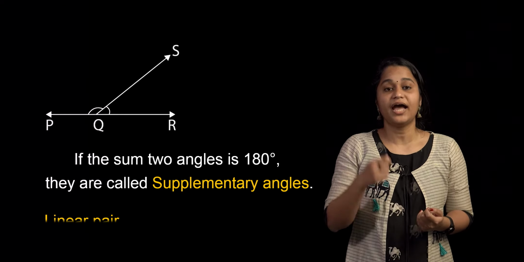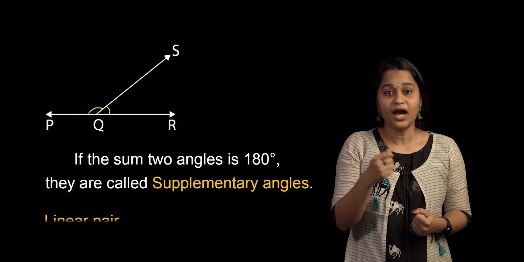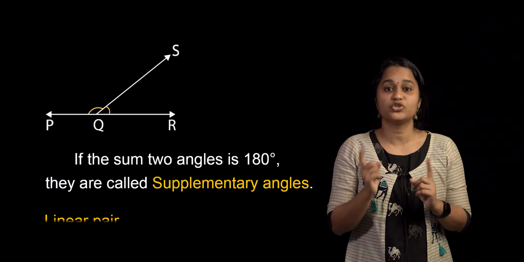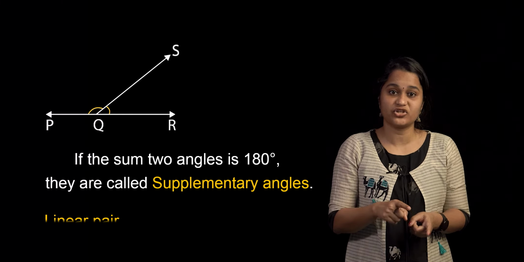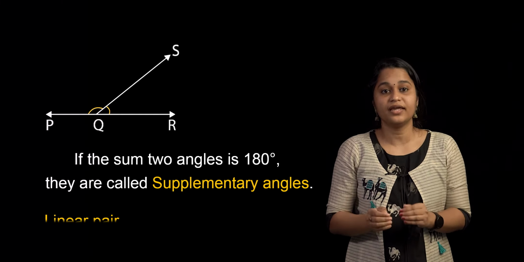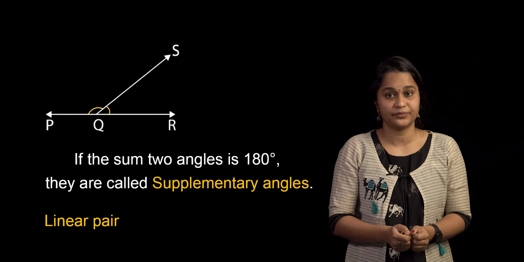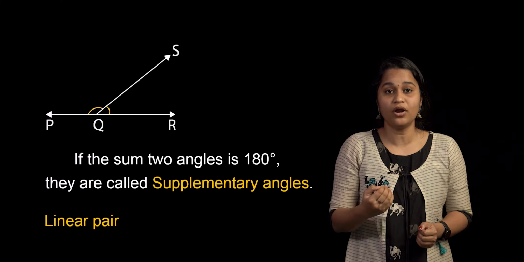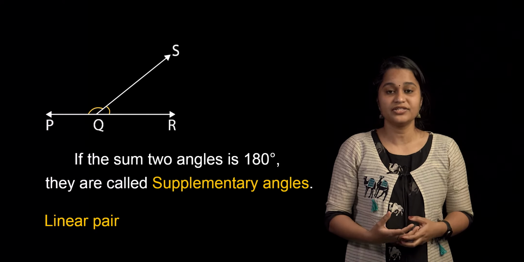Here you can see angle PQS and RQS are adjacent angles. In such cases, that is when two angles are both supplementary and adjacent, then they are called a linear pair. So here angle PQS and RQS will be what? It is a linear pair, right?